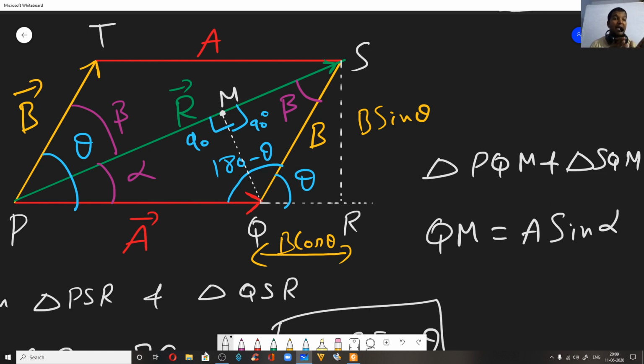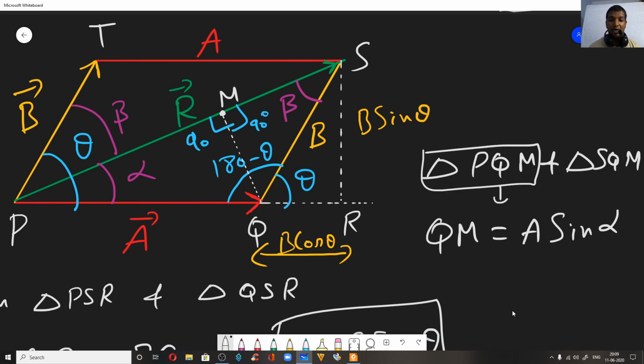You shouldn't consider PM as R. PM is not R. Remember, PS is actually R, and PM is only a small part of R. Now QM, you can write it as A sine alpha, and this is from triangle PQM.